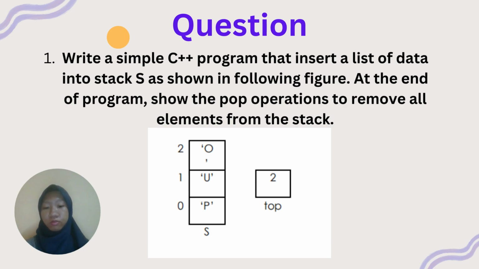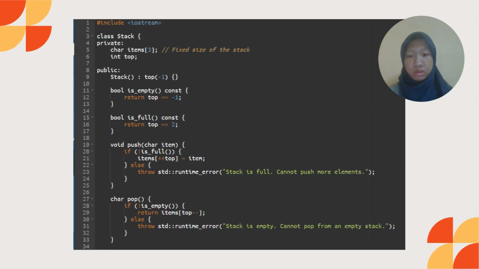Let's move on to the coding. Okay, so this is the coding. The size of the stack is actually 3, but it will display as 2. The minimum top is -1, so if it's empty, the top will be -1. If it's full, the top will be 2. Then we have the coding to push any item like the characters P, U, and O. Below that we have the coding of character pop.